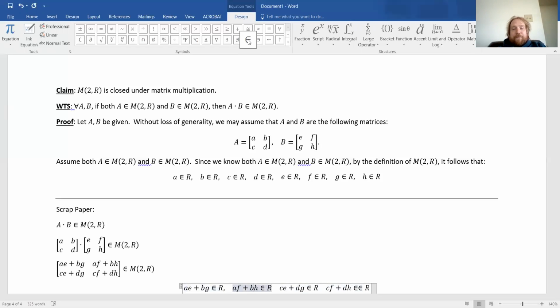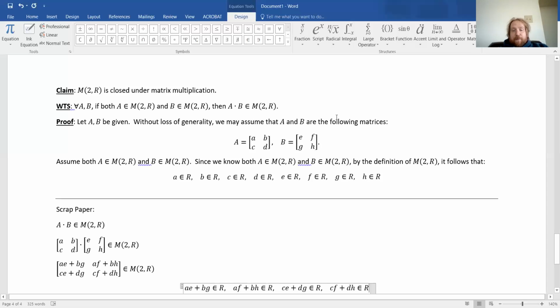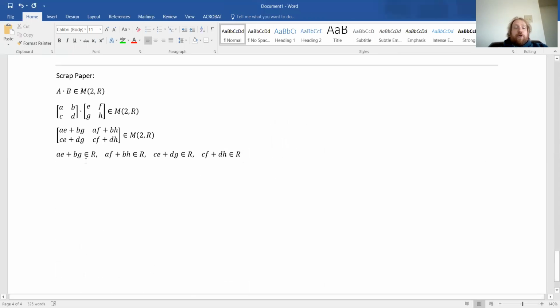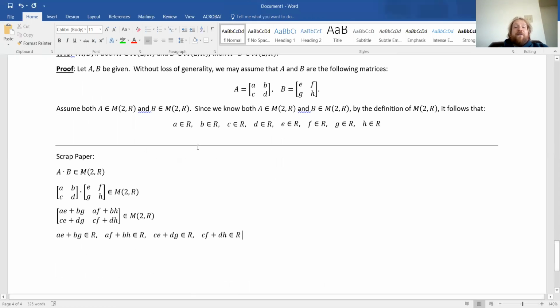So, working backwards from where we want to end up, we figure out that it is sufficient to show that these 4 numbers are all in R. And that tells us what we need to do. We need to take the fact that these 8 things, A, B, C, D, E, F, G, H, are in R, and build up that these expressions are members of R.